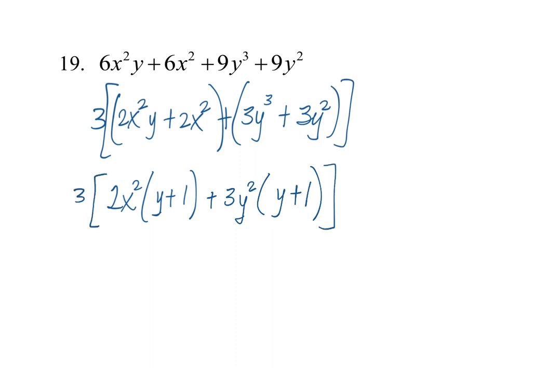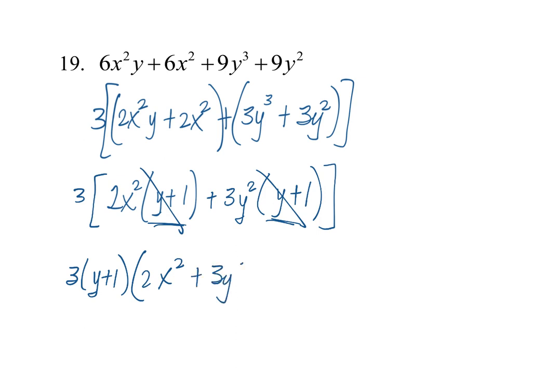Don't forget the GCF of the whole thing, okay? Now, when we grouped our front and back and took out the GCF of each, what I was left with, again, was the same thing. So with that 3, I can also factor out a y plus 1. And I'm left with 2x squared plus 3y squared.